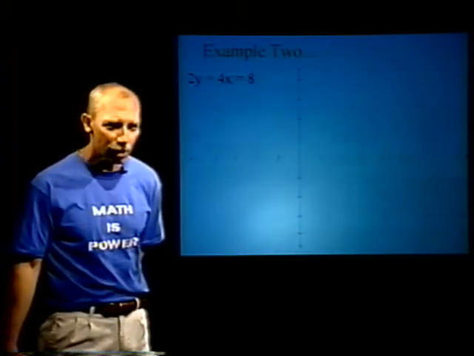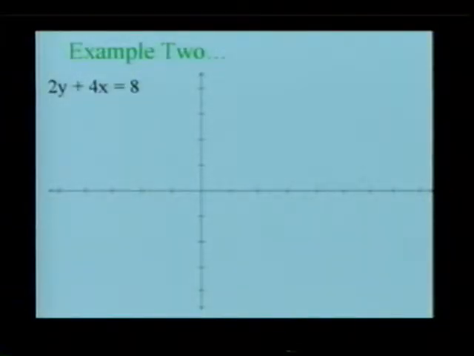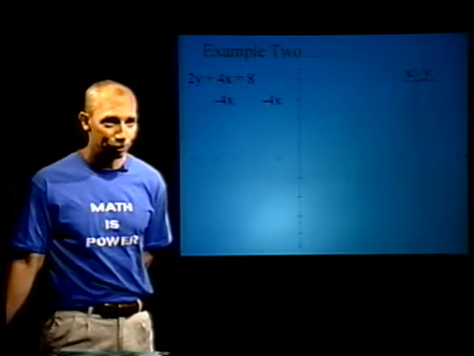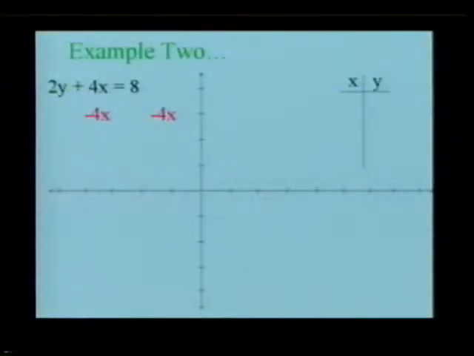Okay? Let's look at another example. You're going to find in the future that it's a lot easier to put in different x's, etc., if we solve for y first. We get y in general, okay? And you're going to hear me say that a couple of times. So how do we solve? Well, what's keeping y from being by itself? A 4x is keeping it, and it's adding to the y, so I'll subtract 4x. So 2y will equal 8 minus 4x.